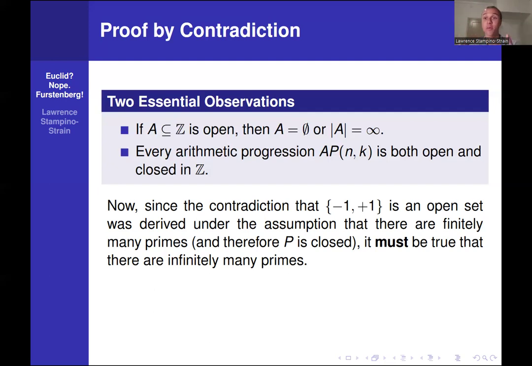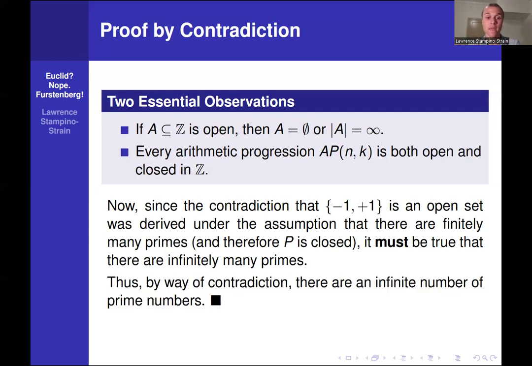Again, this is very important, so I'm going to repeat it. Now, since the contradiction that {-1, +1} is an open set was derived under the assumption that there are finitely many primes, it must be true that there are infinitely many primes. Therefore, by way of contradiction, there must be an infinite number of prime numbers. Crazy. So that concludes our proof, and that concludes my presentation, because we've successfully shown, by way of contradiction, that there are an infinite number of prime numbers.